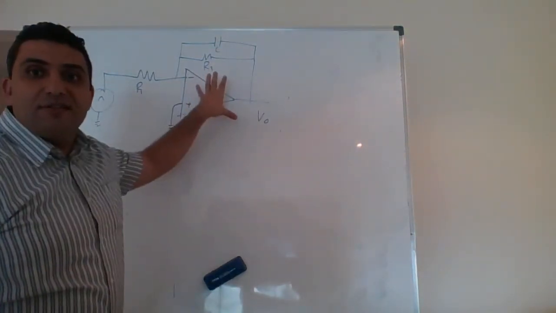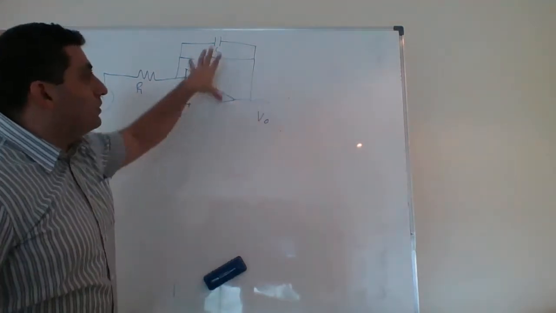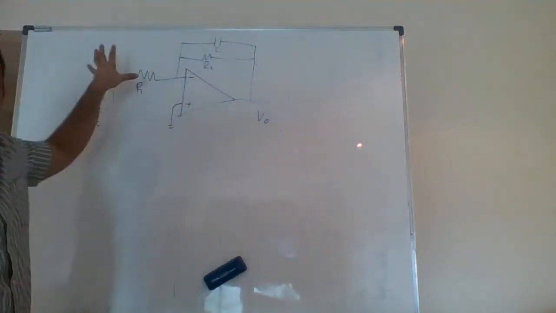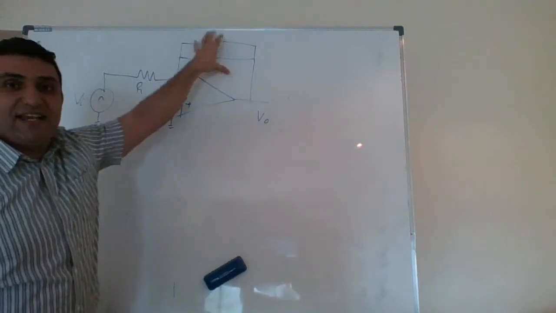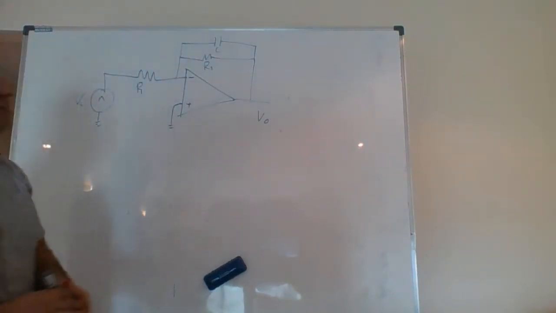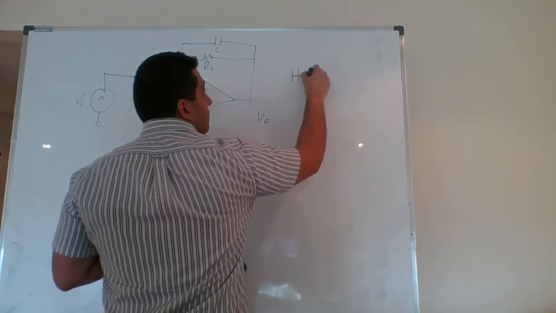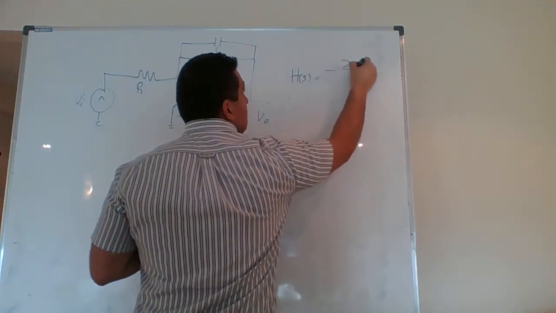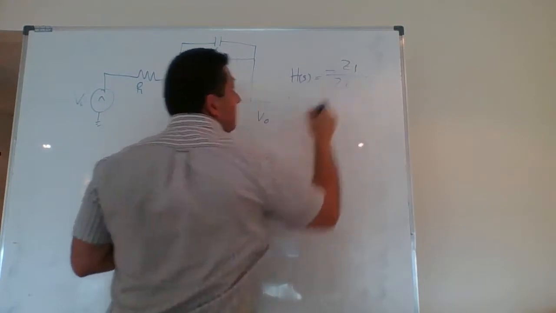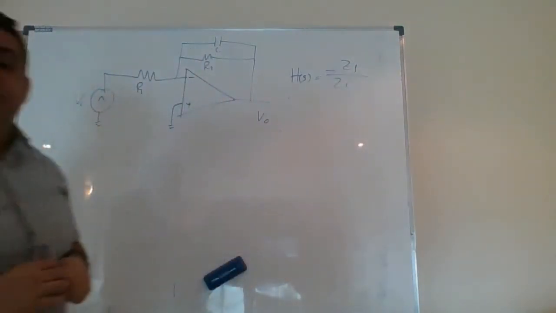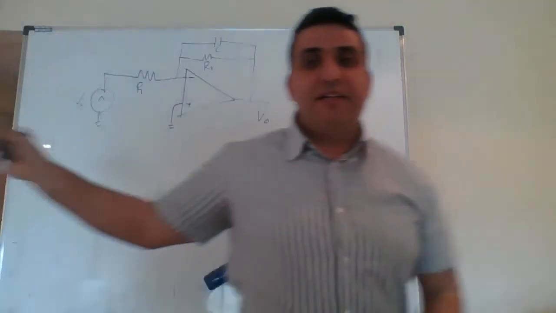Analyzing this circuit, it will give me that the output is equal to minus RF over Rin, or minus ZF over Zin, times Vin. So straight away, I know from my op-amp chapter that H of S is equal to minus ZF over Zin. That's an active filter.